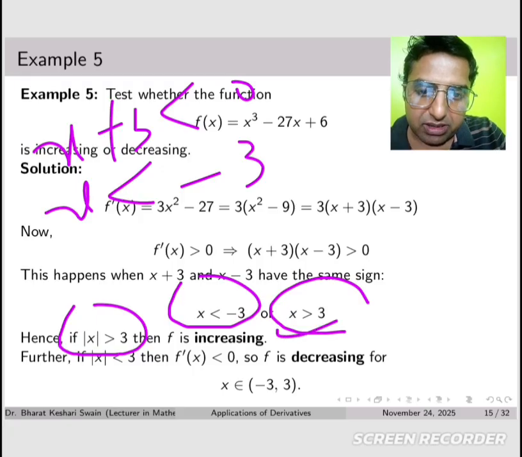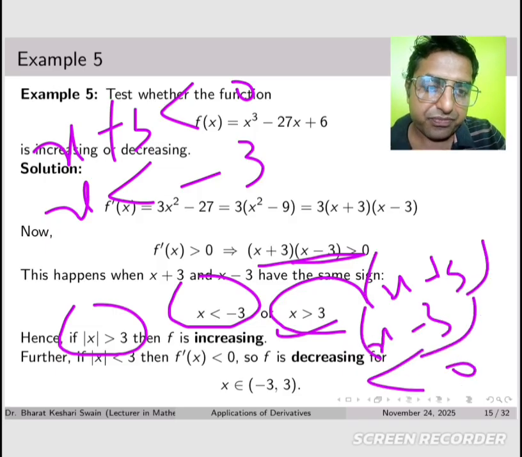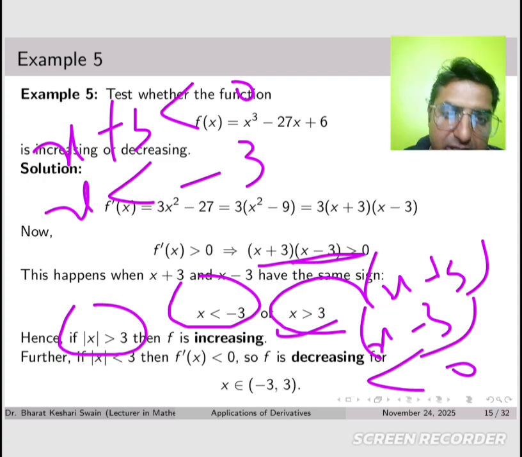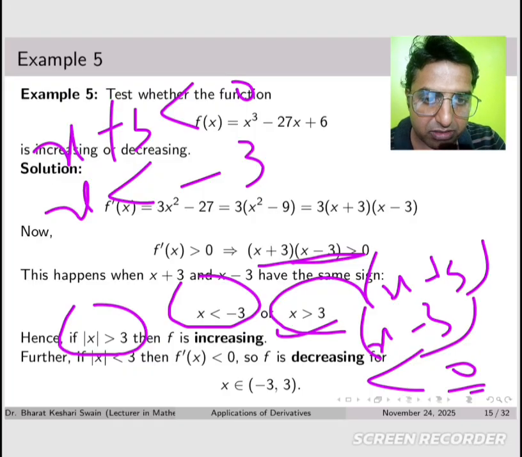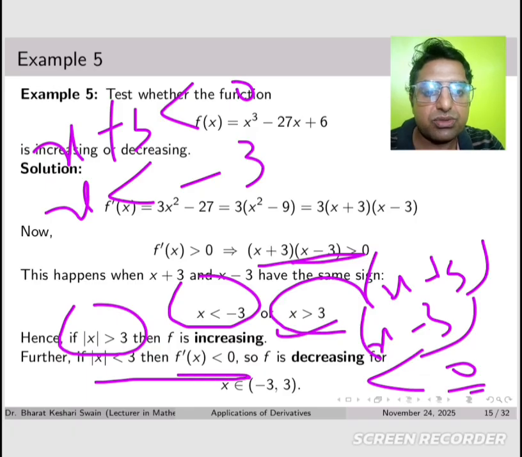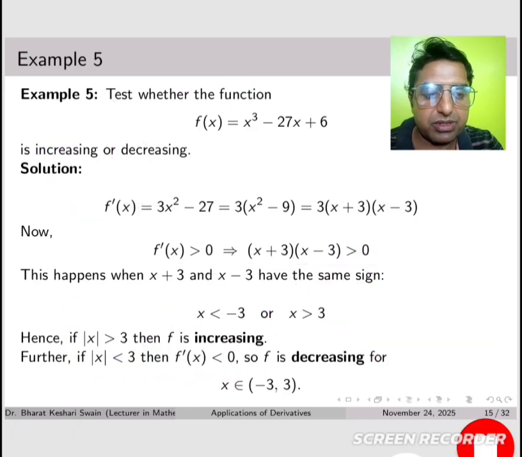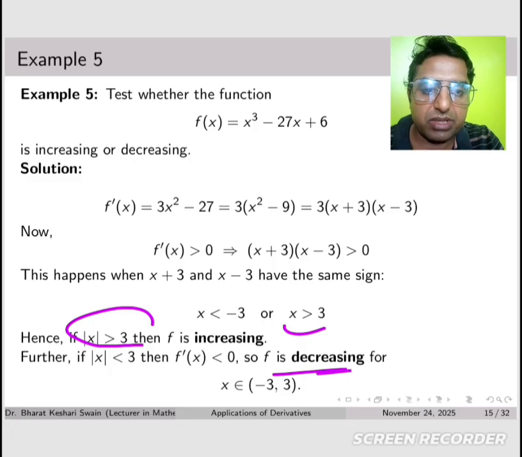Similarly, we can find for decreasing. For a decreasing function, we take x plus 3 into x minus 3 less than 0. This is the product of two factors and it is less than 0, which means one is positive and the other is negative. Therefore for mod x less than 3, f dash x is less than 0, so f is decreasing. So what we got: f is increasing when mod x is greater than 3 and f is decreasing when mod x is less than 3.